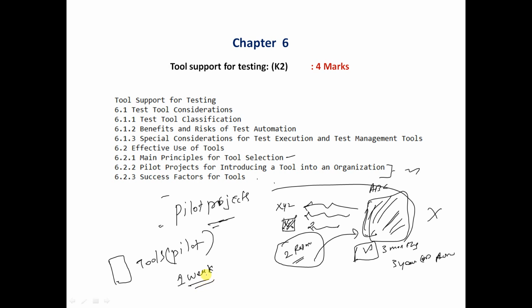You have 10 or 12 people in your team, right? So you all have to give feedback saying whether the tool is okay or not. If it is okay, then your pilot duration went well. If it is not, then your pilot execution is over and your team is not satisfied, or you are not finding the tool better, so you reject that tool. So that's what the pilot is. All right, so that is a pilot project for introducing a tool into an organization. I hope you understand this pilot project.